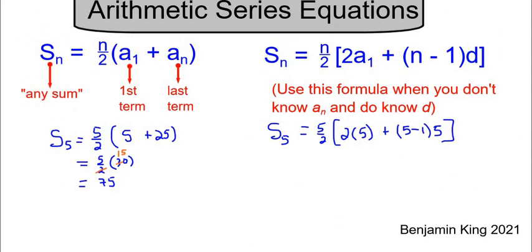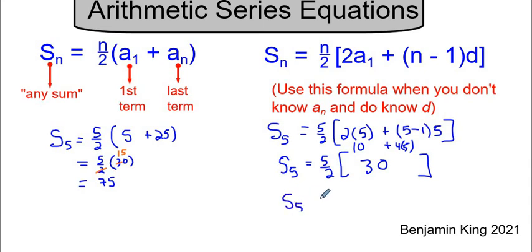Let's take a look. So what happens here is we get s of 5 would be 5 halves, and then I'm going to simplify everything in the bracket. So this would be 10, and this would be 4 times 5, which comes out to 30, right? Because this is 20, which is the same thing I got over here, and I'll explain why in a minute. So s of 5 again comes out to 75. So why would you have 2 formulas? Well, this formula is more compact and is very useful if you know the last term. Sometimes they give it to you, so you use this. If you don't know the last term, you use this longer version.